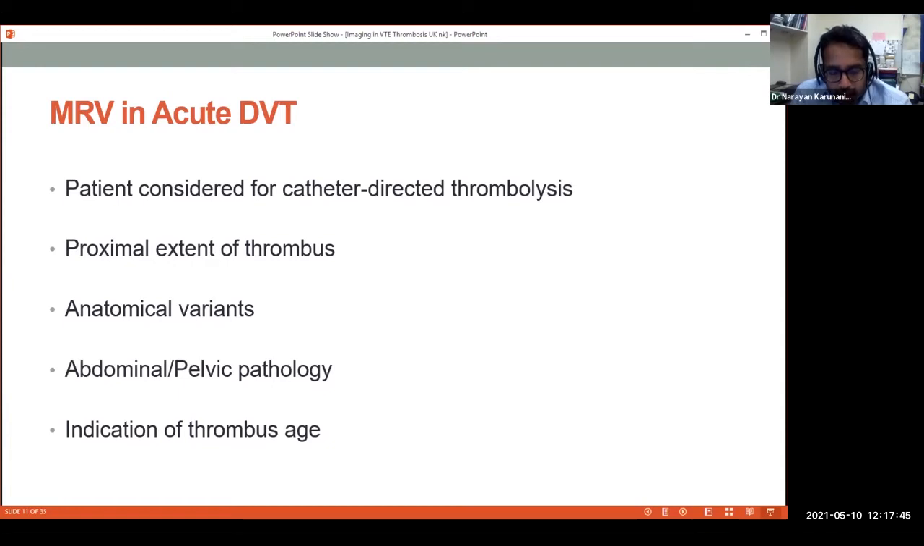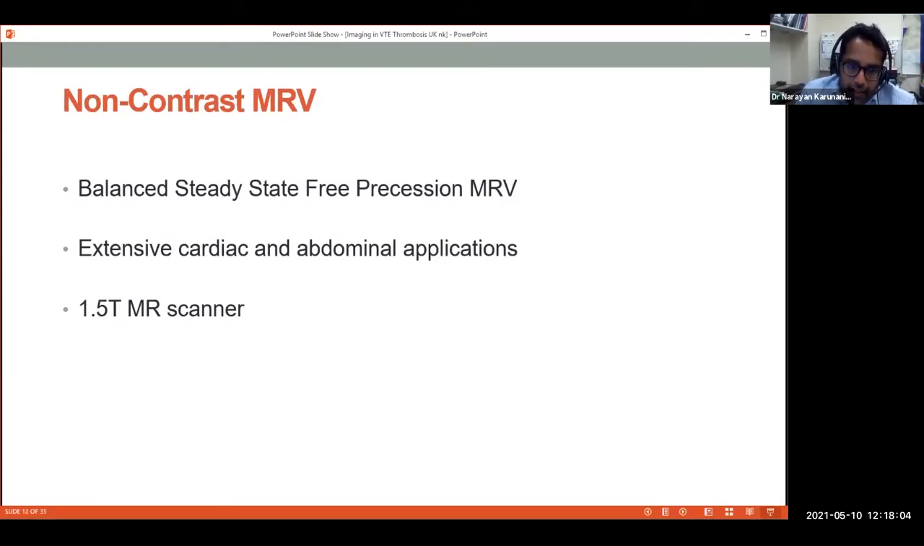And importantly, the MR venography can give us an indication of the thrombus age, because we know that patients do very well with catheter-directed thrombolysis when the thrombus we're treating is very fresh, typically less than 14 days old. And I'll just show you some examples of that in a minute.